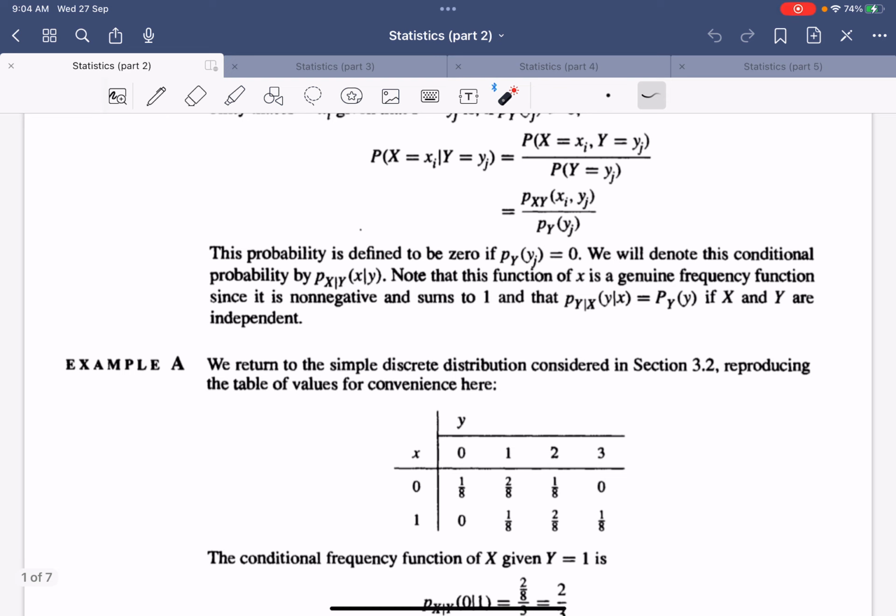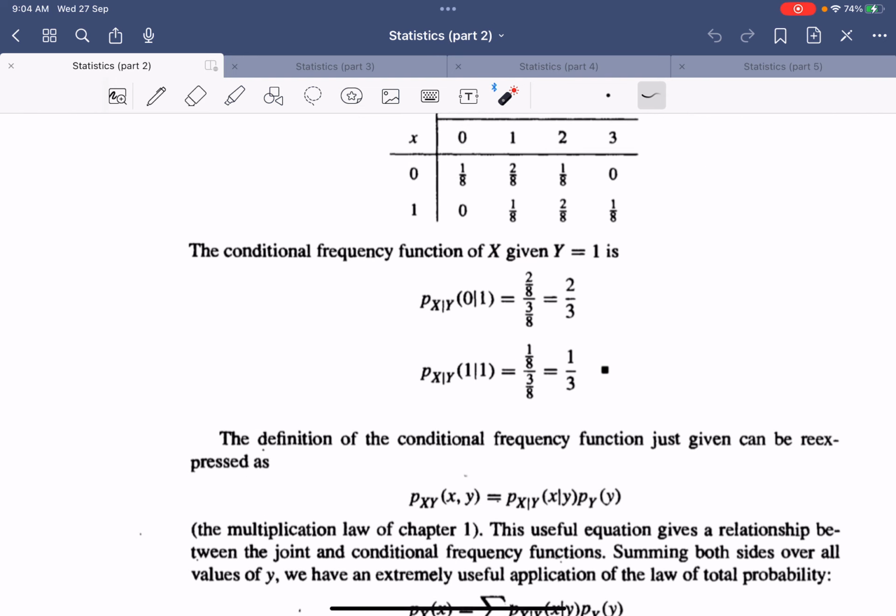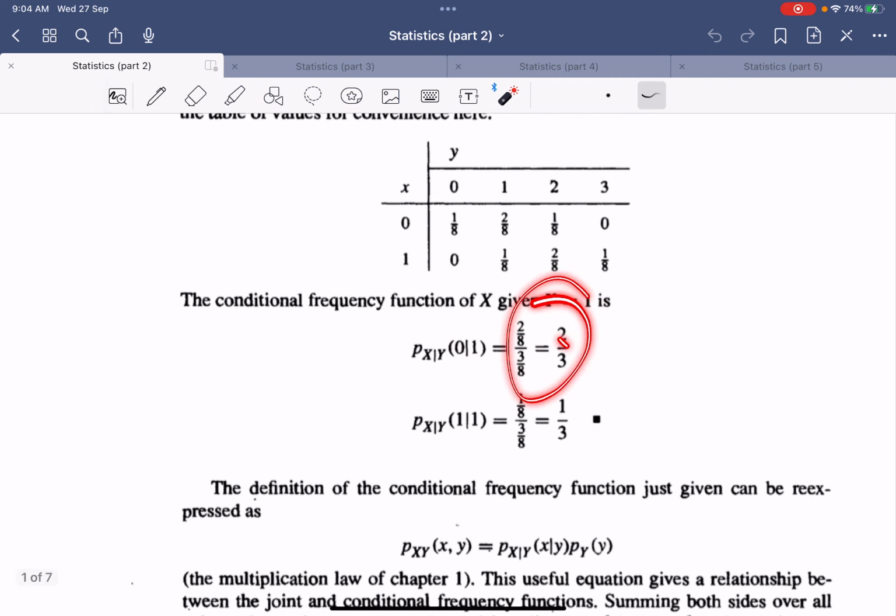Let's take the example given here. We see that the conditional probability for x given y equals 1 is 2/3 and 1/3. Since you already know y is 1, you just look at this. What's the probability x is 0 given that y is 1? The total probability of y equals 1 is 3/8. So it's 2/8 over 3/8. And for x equals 1, it's 1/8 over 3/8, which is 1/3.